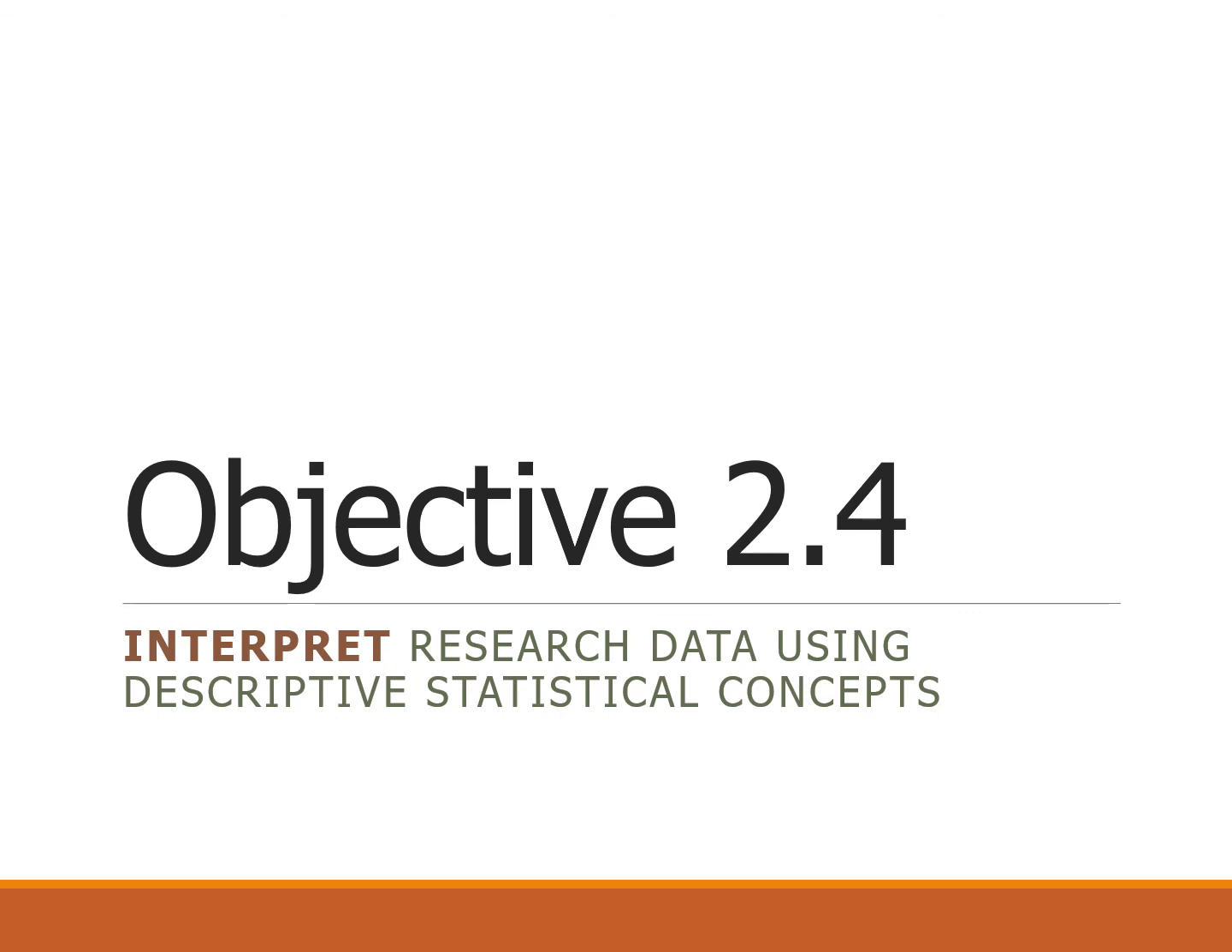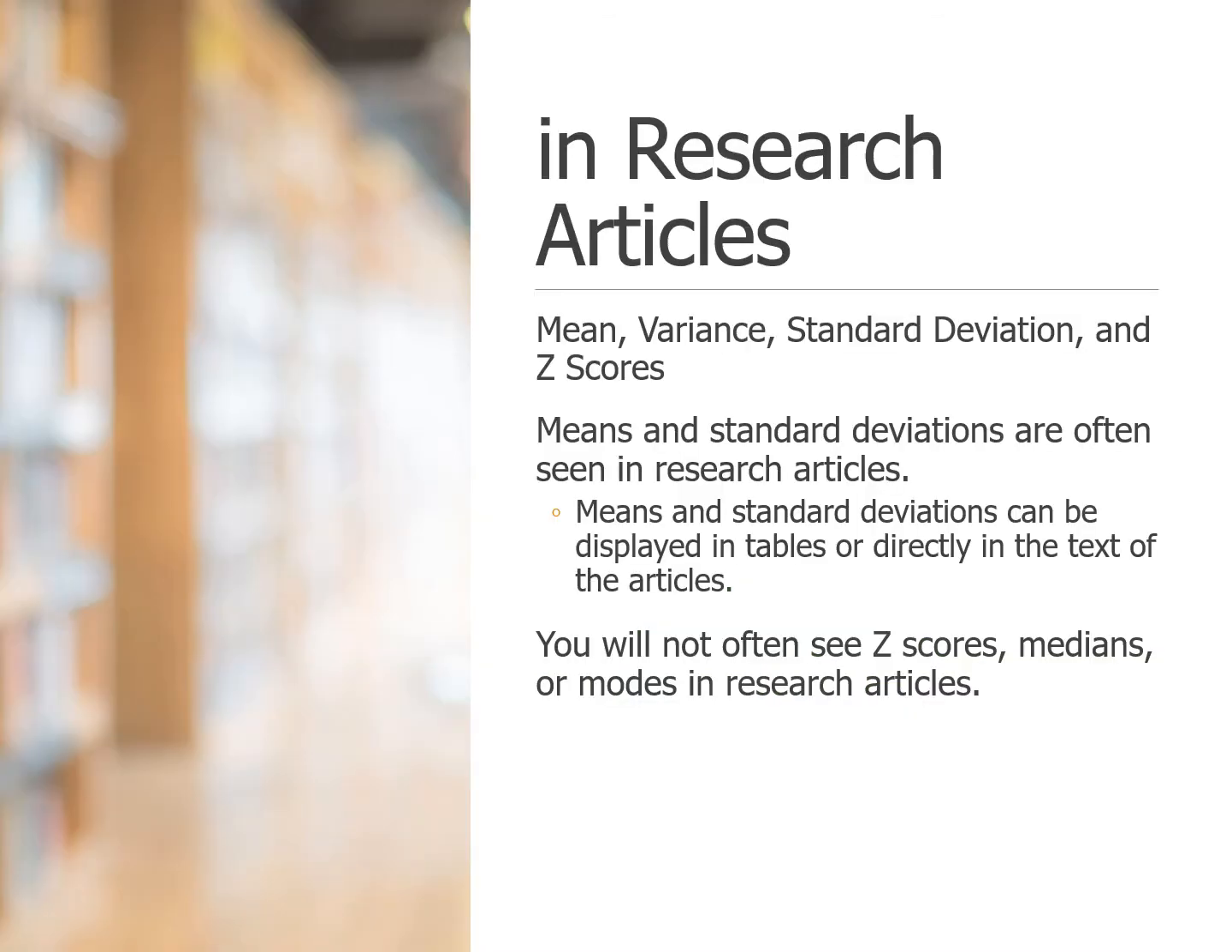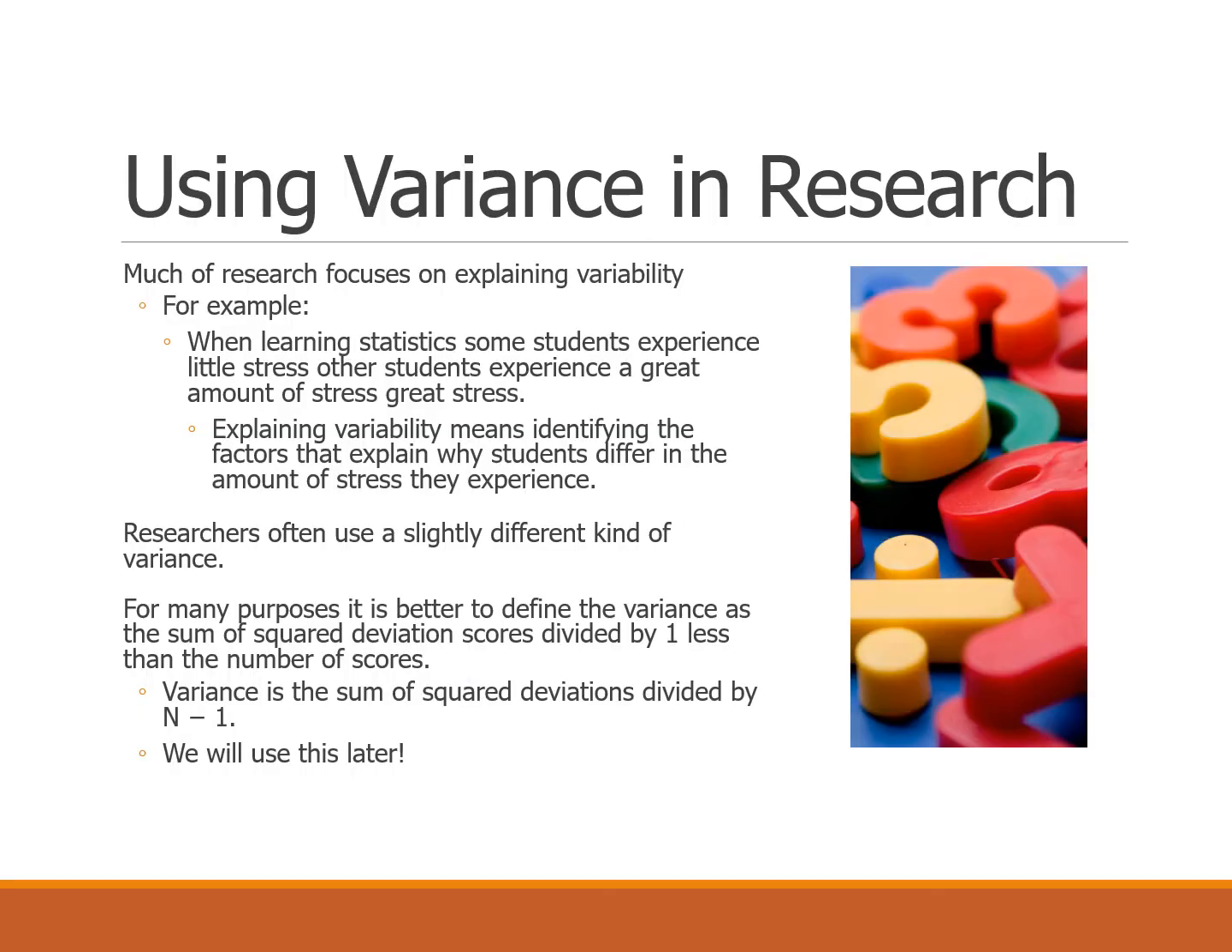Okay, now we need to interpret the research data using these descriptive statistical concepts. In research articles, you're not going to see the mean, variance, standard deviation, and z-scores all the time, but you will see half of them. You will see the means and standard deviations more than the variance and the z-scores. The z-scores are helpful when you are looking at your own data, but you'll be reporting the means and standard deviations more often. So let me show you what I'm talking about.